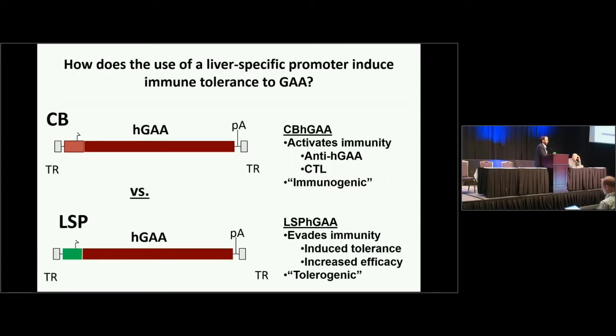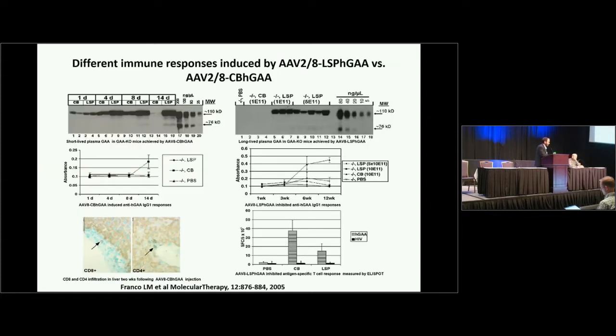So we've compared and contrasted results with these two vectors over the years, multiple studies. As mentioned, the CB-containing vector actually activates immunity. It's immunogenic, and the LSP-containing vector evades that immunity. It's tolerogenic. What are the data?